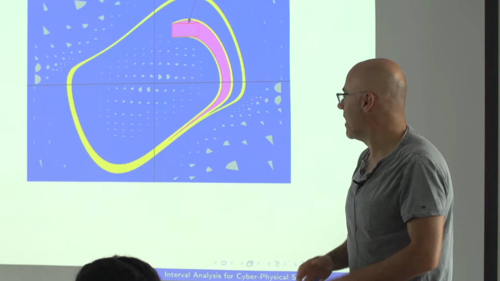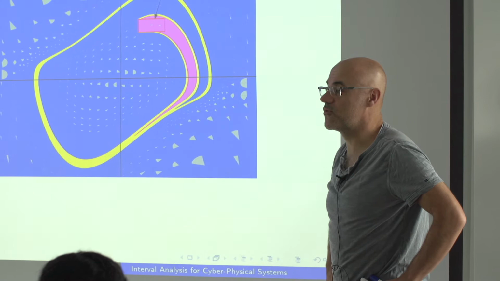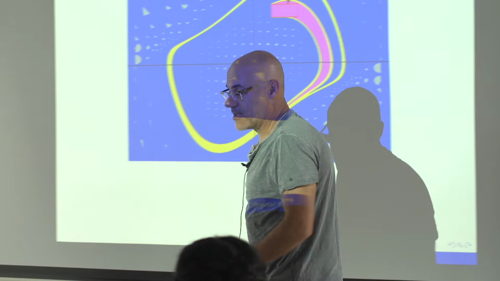And the kind of tool that will be used in this context is very similar to what was used by Warwick Tucker from Sweden to prove the conjecture of Lorenz, that the Lorenz system has a strange attractor. Okay, so I will have to present, to start slowly, and to start with interval analysis.